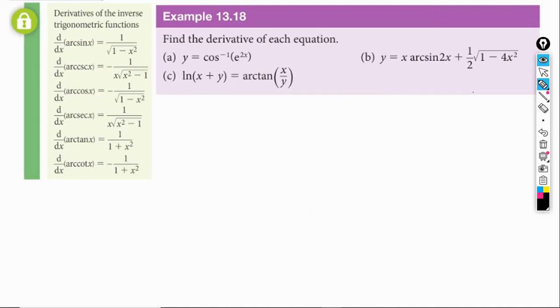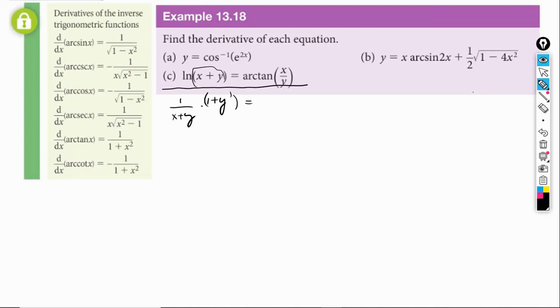And finally, we're going to work on part C, which is the derivative of this expression. Now, here we have to be careful because we will be doing chain rule, right? So the derivative of natural logarithm is 1 over x. In this case, it's going to be 1 over x plus y. This times the derivative of the inside, the derivative of this. That's just going to be 1 plus y prime.